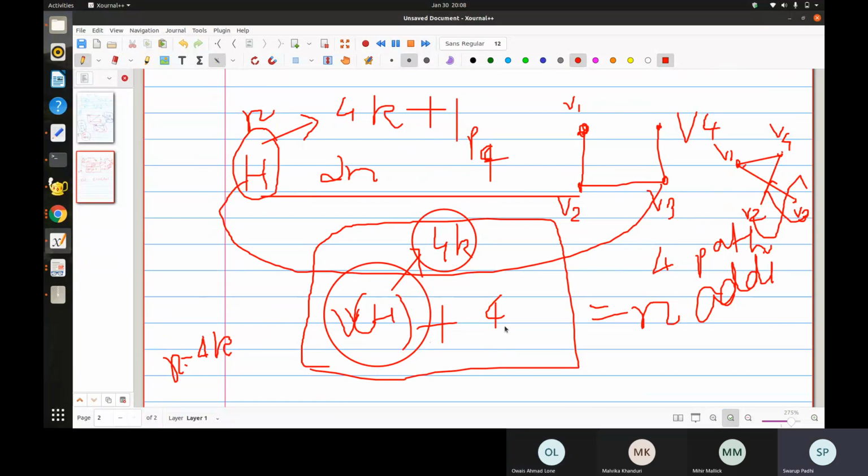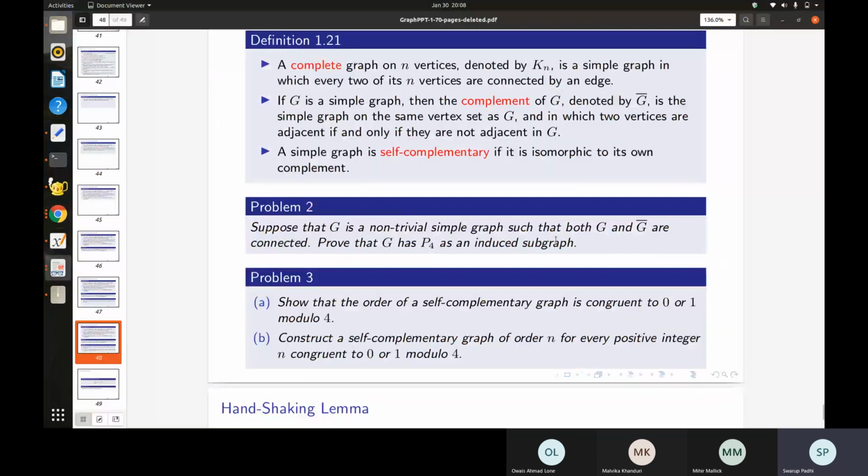So, any doubts before we close the session? I just ask you all to try this problem. If you haven't, I will share these slides, but it's just asking that if G is a non-trivial simple graph, and both G and G bar are connected, prove that G has P4 as an induced subgraph.